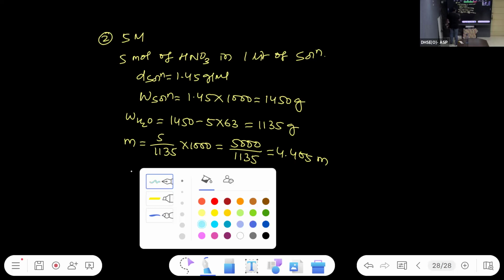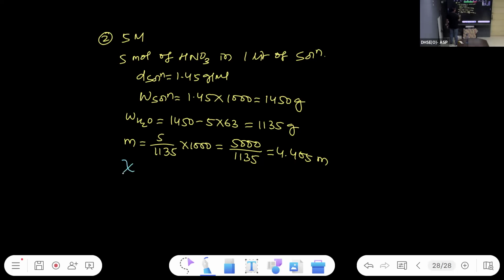Okay, good. If a question like what is the mole fraction is asked, it was not given here, but a similar question can be added. So what is the mole fraction of HNO3? Then we will write number of moles of HNO3, 5, divided by total number of moles. So total number of moles means number of moles of HNO3 plus number of moles of water. So water is 1135 divided by 18. So it is 63.05.